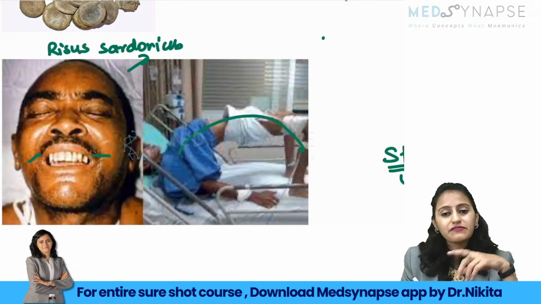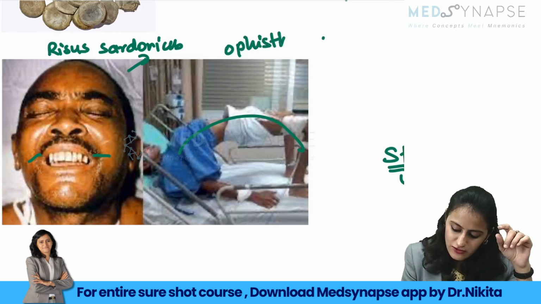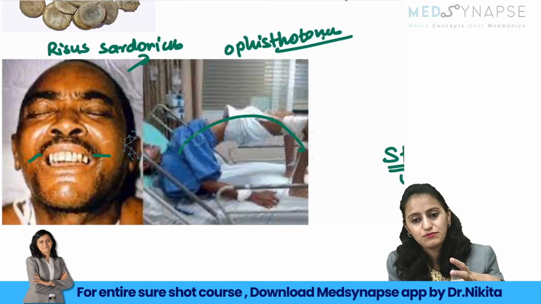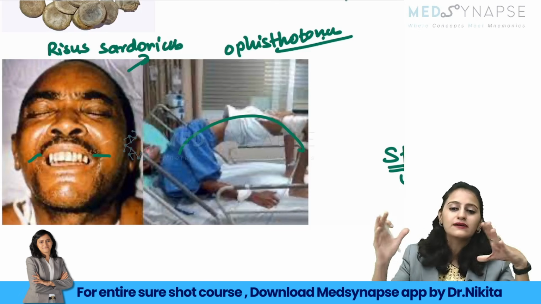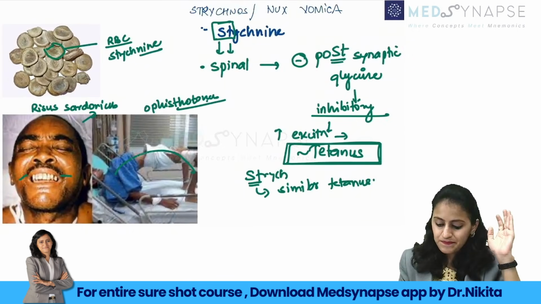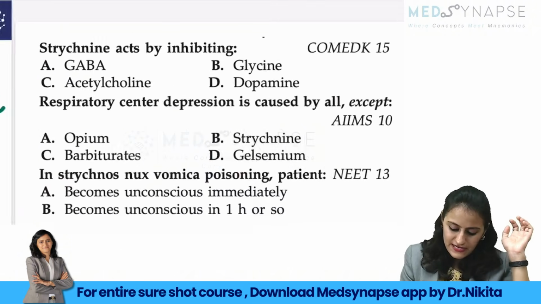Look at the curving of the back. This is opisthotonus. Pleurothotonus and emprosthotonus can all occur with the muscles going into contraction, similar to tetanus. We'll look at some questions and learn some more points about strychnine based on previously asked questions.